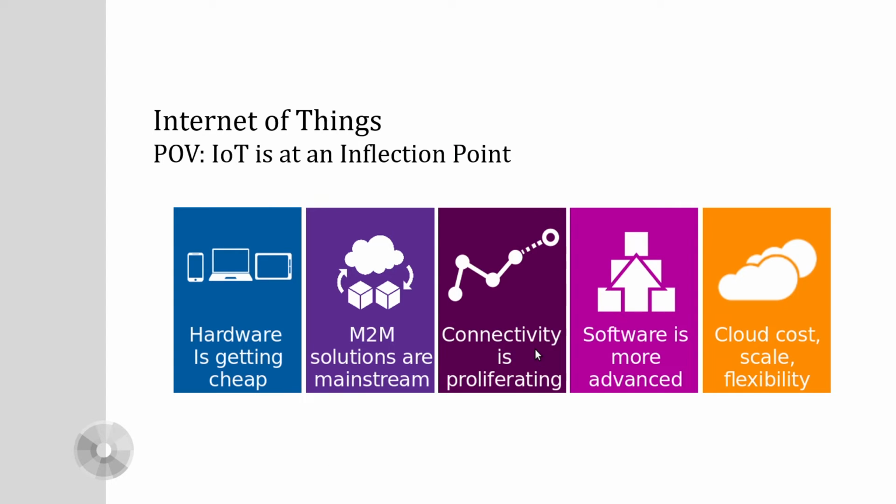Next, let us see the inflection points of an IoT. Hardware is getting cheaper, and machine-to-machine solutions are mainstream. Connectivity is proliferating. Software is more advanced. Cloud cost, scale, flexibility, all these are main advantages and inflection points of the IoT.